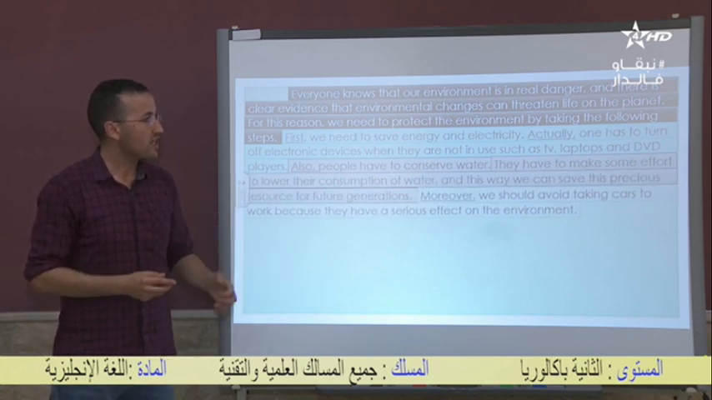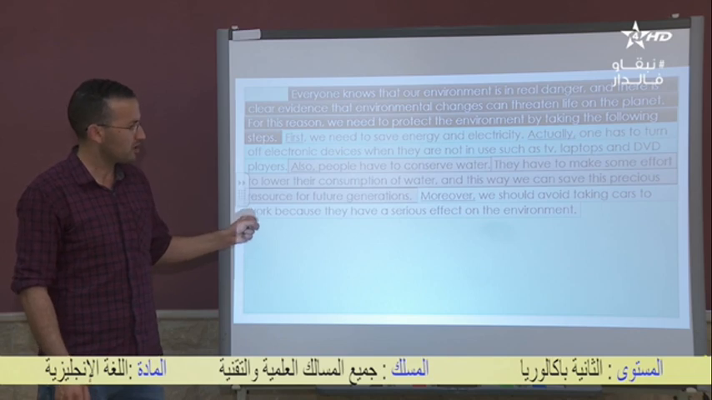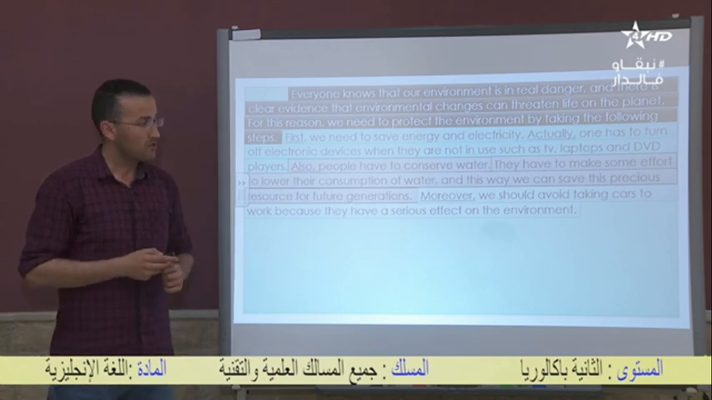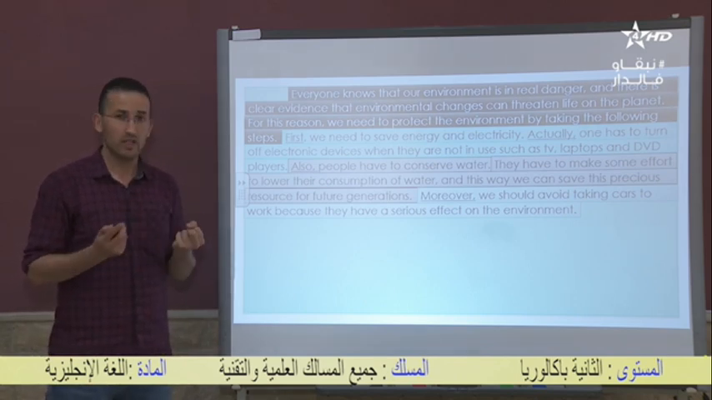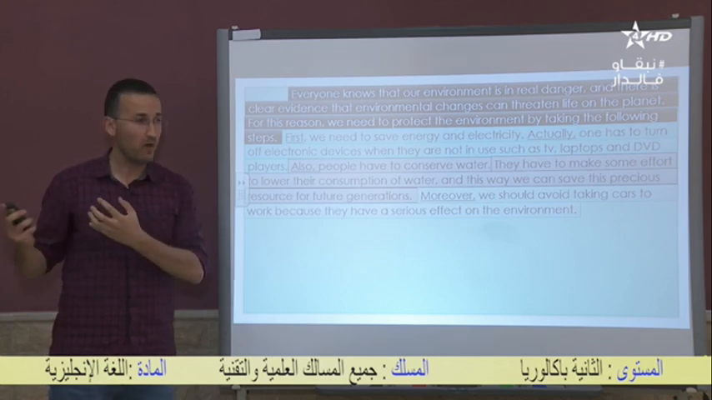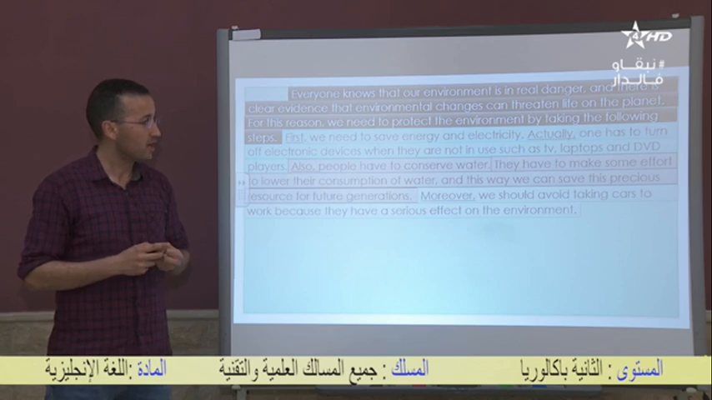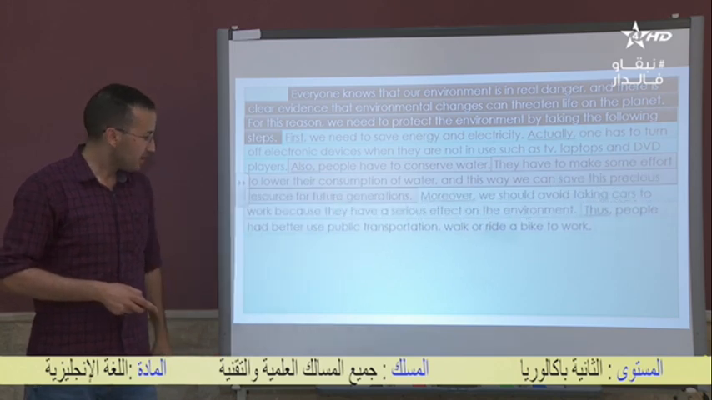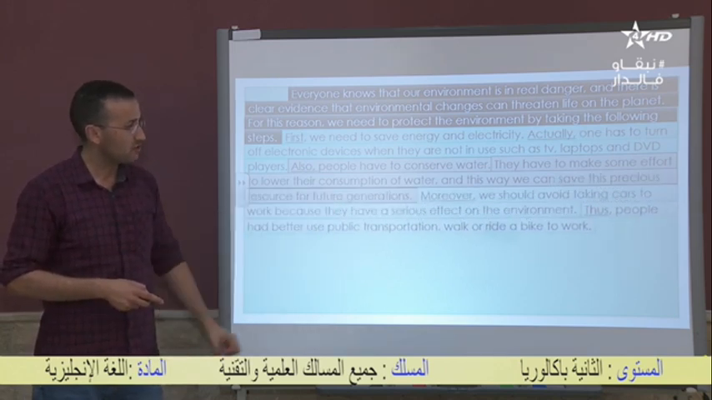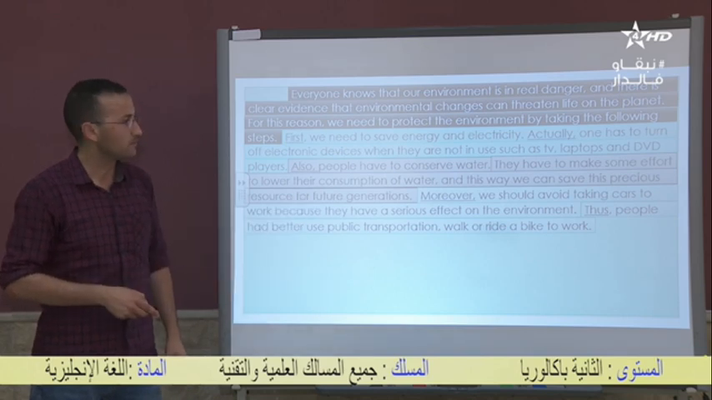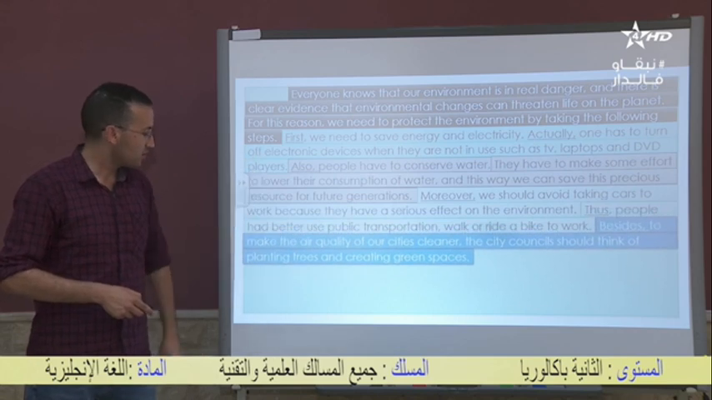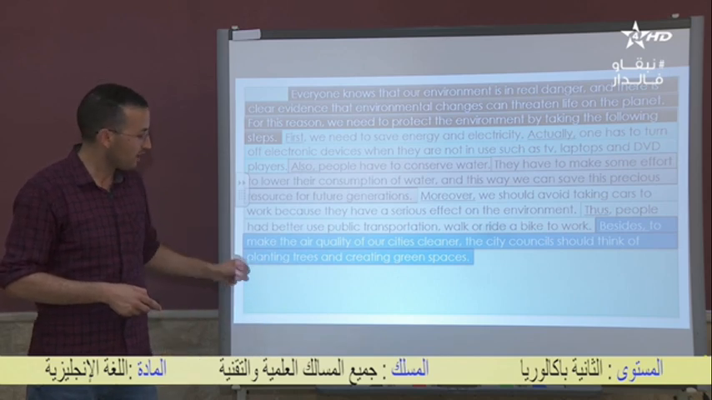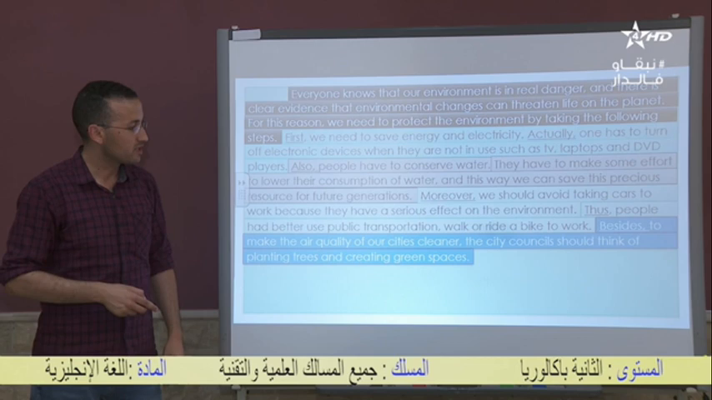Moreover, we should avoid taking cars to work because they have a serious effect on the environment. So if you could, then just do it, okay? If you can, just leave your car somewhere and use public transportation. Thus, people had better use public transportation, walk or ride a bike to work. Besides, to make the air quality of our cities cleaner, the city councils should think of planting trees and creating green spaces.